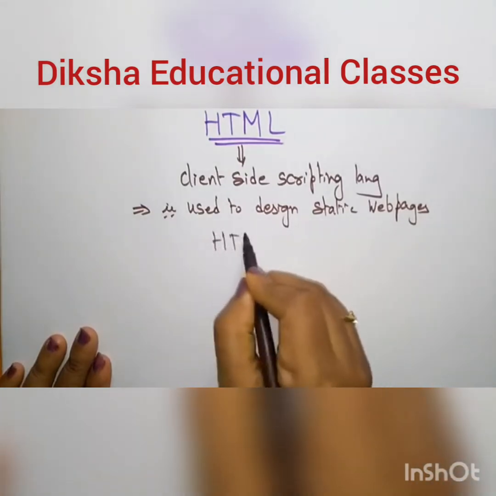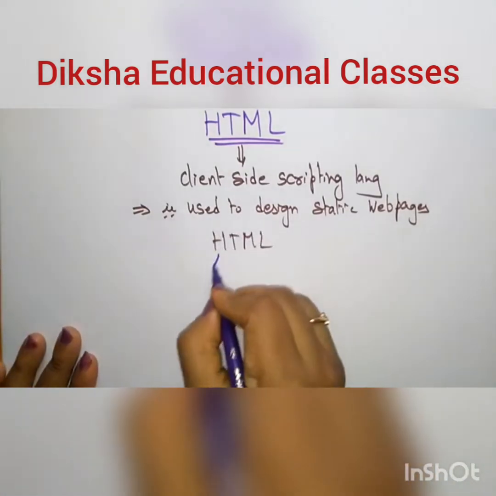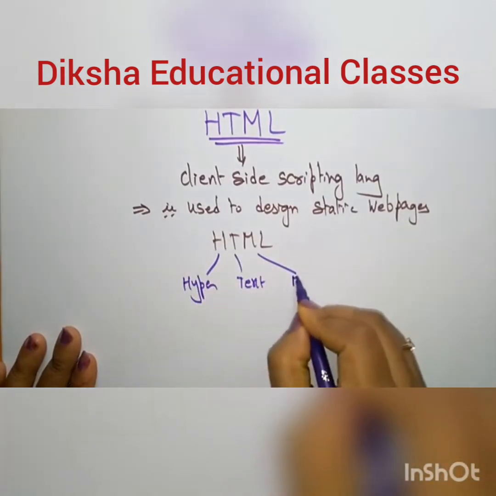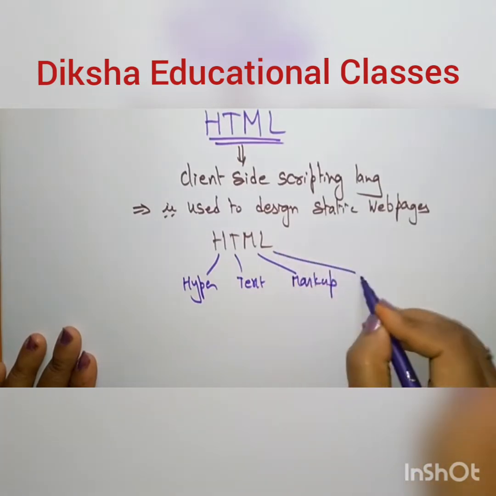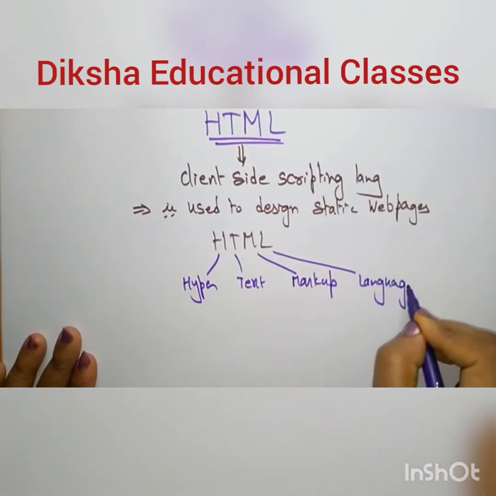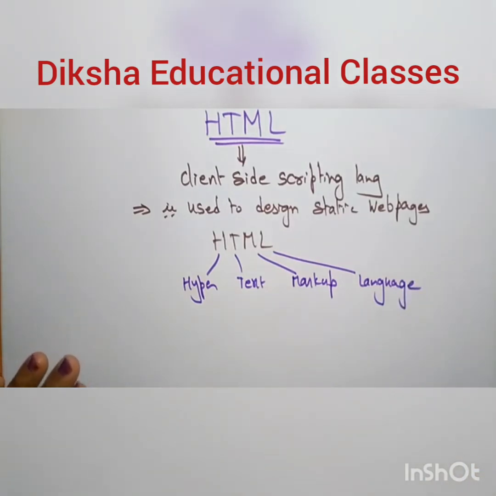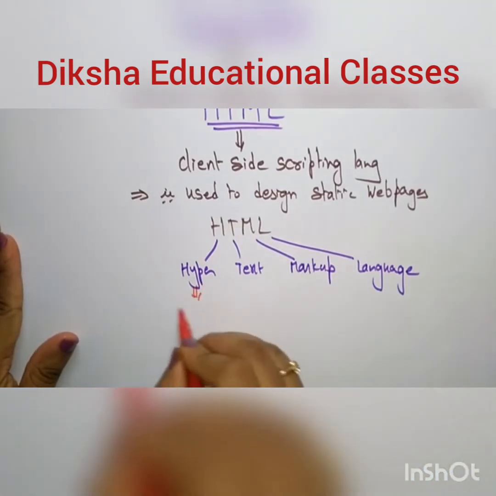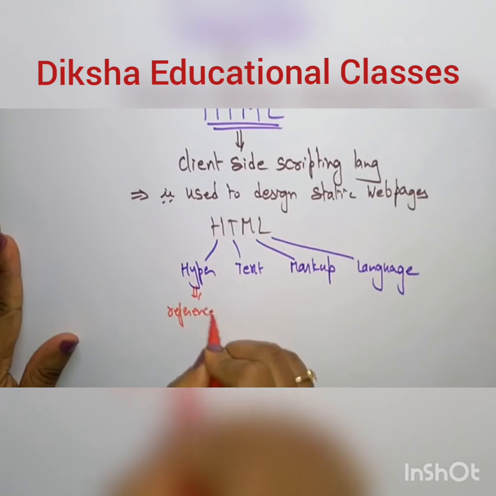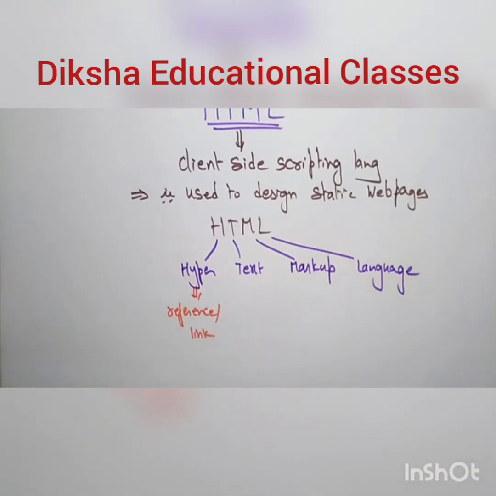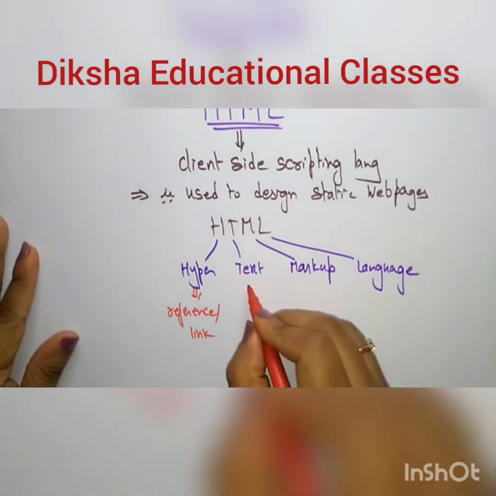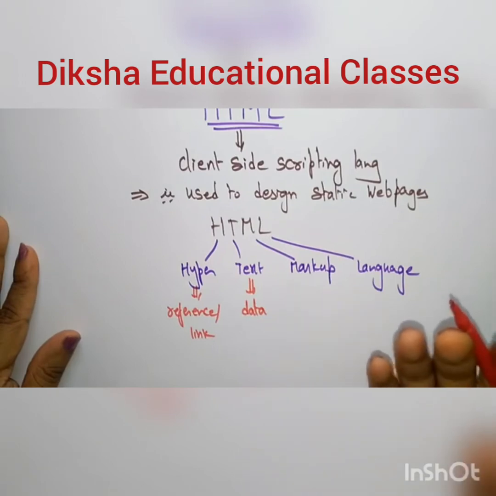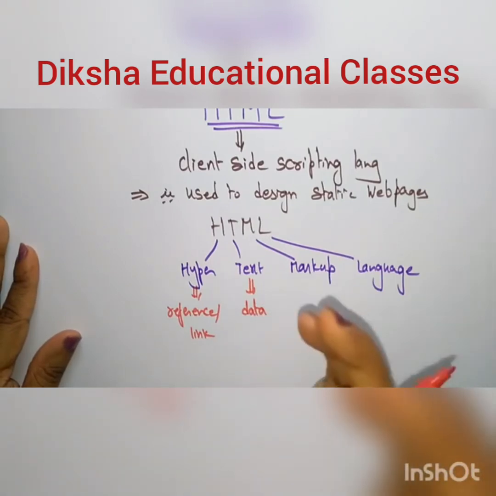So what exactly was this HTML? HTML means: H means hyper, T means text, M means markup, L is language. HTML means hypertext markup language. Hyper is nothing but a link, a reference to where you have to navigate. So that is a hyperlink. And next, text is nothing but the data or information. Whatever data you want to be displayed, that information will be explained in the form of text.